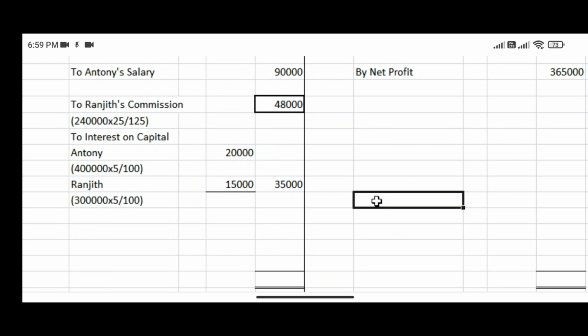Now we are going to balance it and get the share of profit or the loss. So again we are going to balance it. So 3,65,000 on the credit side, whereas on the debit side we already added the 90,000 and the 35,000 and we got 1,25,000. Now Ranjit's commission is also added along. So plus 48,000, we get 1,73,000. So the greatest total is our credit side total, which is 3,65,000. So put that as a grand total on both the sides.